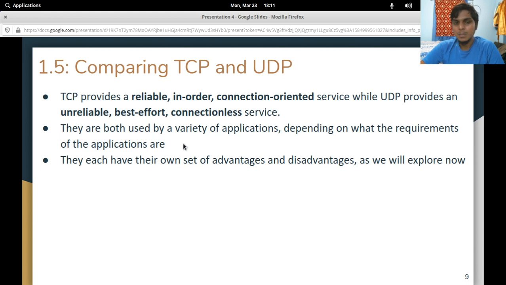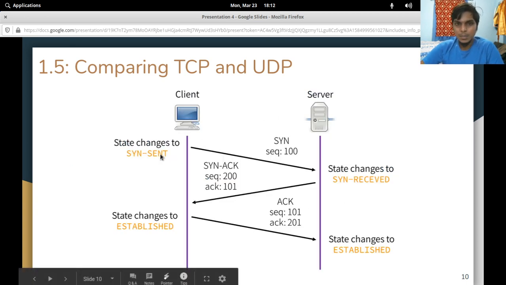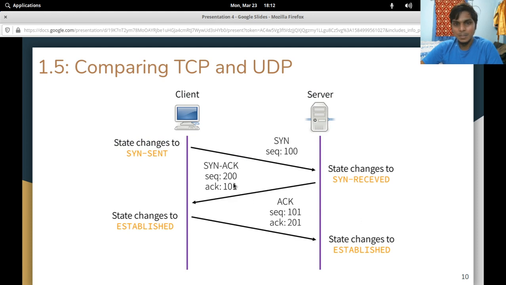So they are both used by a variety of applications depending on what the requirements of the applications are. They each have their own sets of advantages and disadvantages, as we explored a lot last class and as we will recap now. So remember, this whole process is only for TCP.